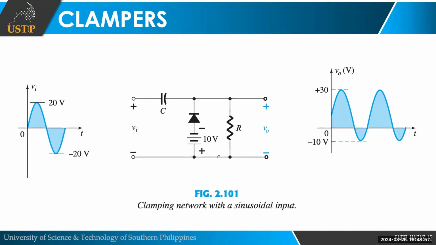I will leave you with this exercise so you can check, and who knows, this might come out in the exam. We have a sinusoidal input here, and this is your output waveform for this particular clamper network.